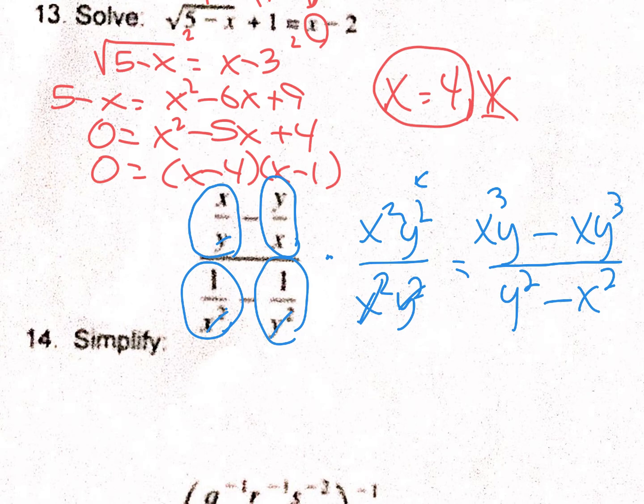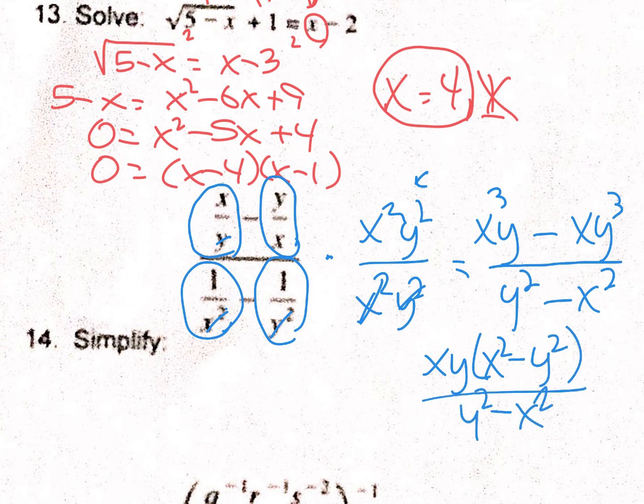Now, that's a great first step. And you may, I'm going to factor this. And maybe as far as I can go, I don't know, but I've got to check it out. So on the top, on my numerator, I can factor out an x and a y. And that will leave an x squared minus y squared. On the bottom, I have this, look at this, a y squared minus x squared.